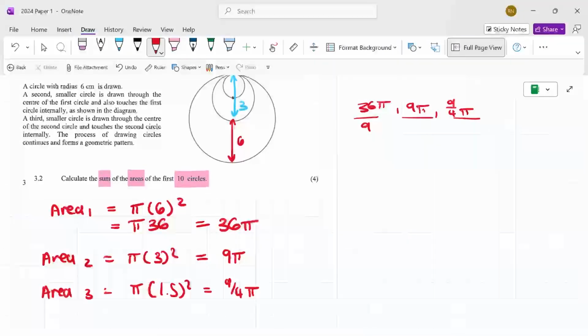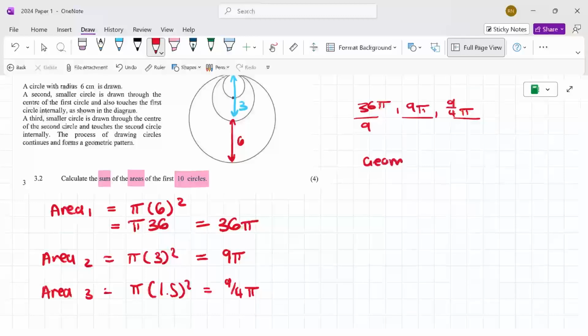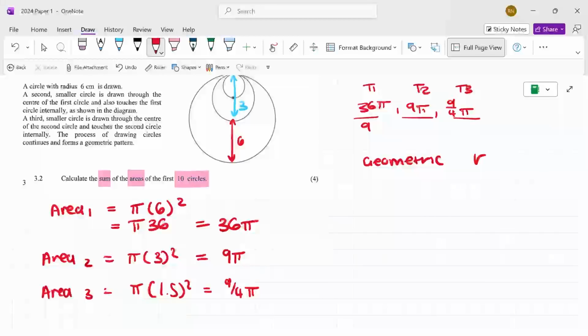What kind of pattern is this? Is it a geometric or an arithmetic? Perfect, so it's a geometric, which means that there's an R, a constant ratio. What is the constant ratio? How do we find the constant ratio? This is T1, T2, T3. What would the constant ratio be?